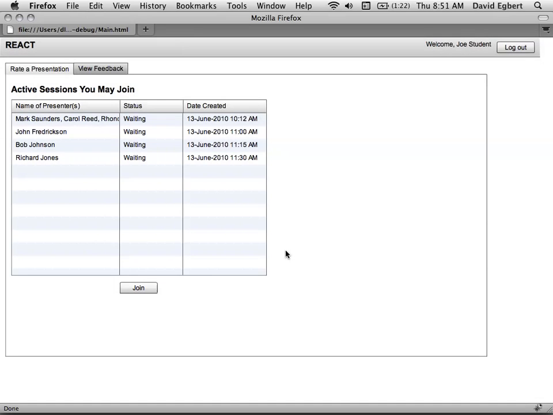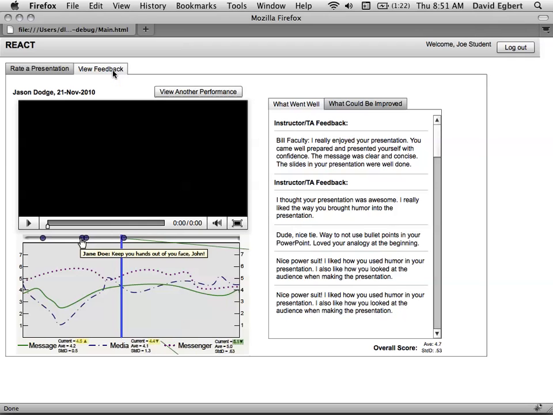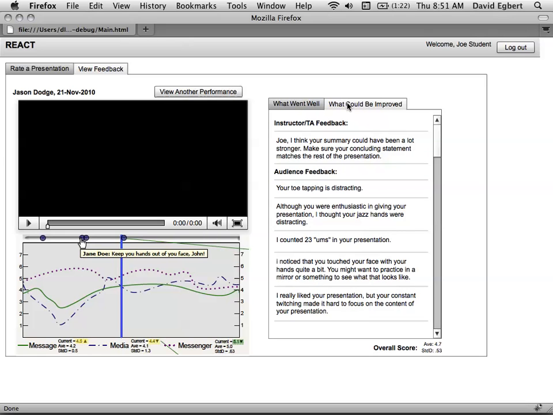The real power of this application is the feedback screen. This is where students can watch their presentation video along with a graph displaying the ratings. As the presentation video plays, a vertical line over the graph will indicate what ratings were given at that time. Students will also be able to read real-time comments made by TAs and the instructor, and read overall comments on what went well and what they can improve on. By having students watch their own presentations with synchronized ratings and feedback from their audience, we hope students will improve their presentation skills more efficiently and effectively.